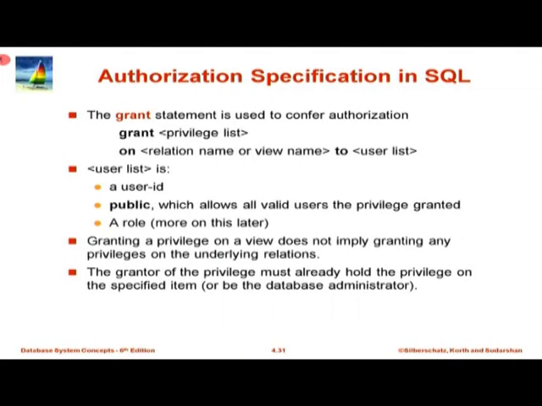The last topic in this chapter is authorization. I've been hinting at this. Authorization gives privileges to users, and the grant statement is used for this. The general syntax is grant a list of privileges on relation or view name to user list, where the user list can be a user ID or it could be public, which means everybody, or there is something called a role. We will come to it in just a moment.